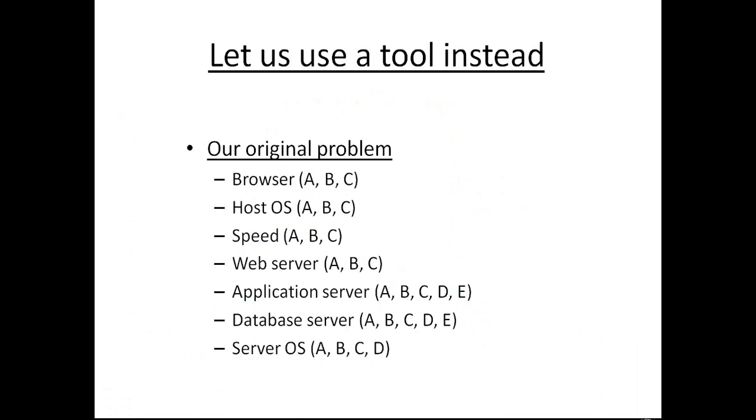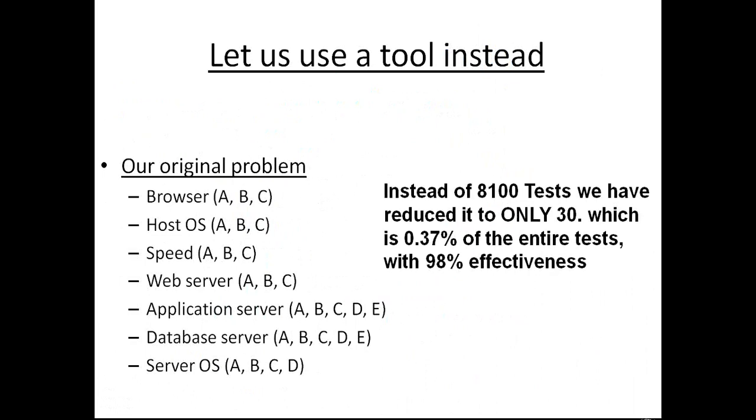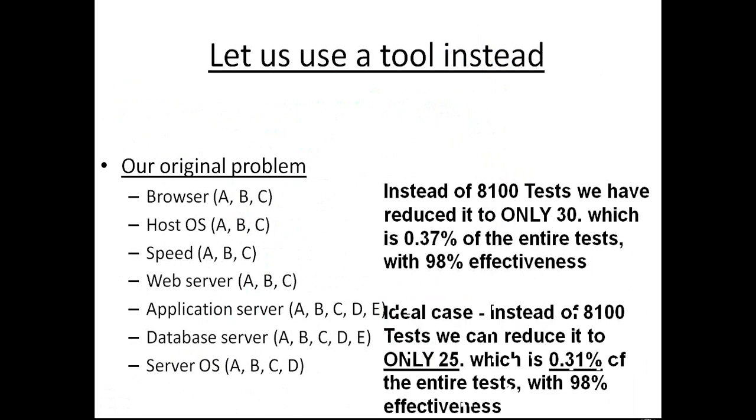Rather than using orthogonal arrays, which are ready-to-use arrays of 0 and 1 values, we could actually use some tools, which we will discuss in our next webinar, webinar 2, on how to use a tool. We will be able to reduce it to only 30 tests, and that will give us an effectiveness of 98%, and the number of tests reduced to only 0.37% of the entire test. Wow, that is the actual beauty of this particular technique.